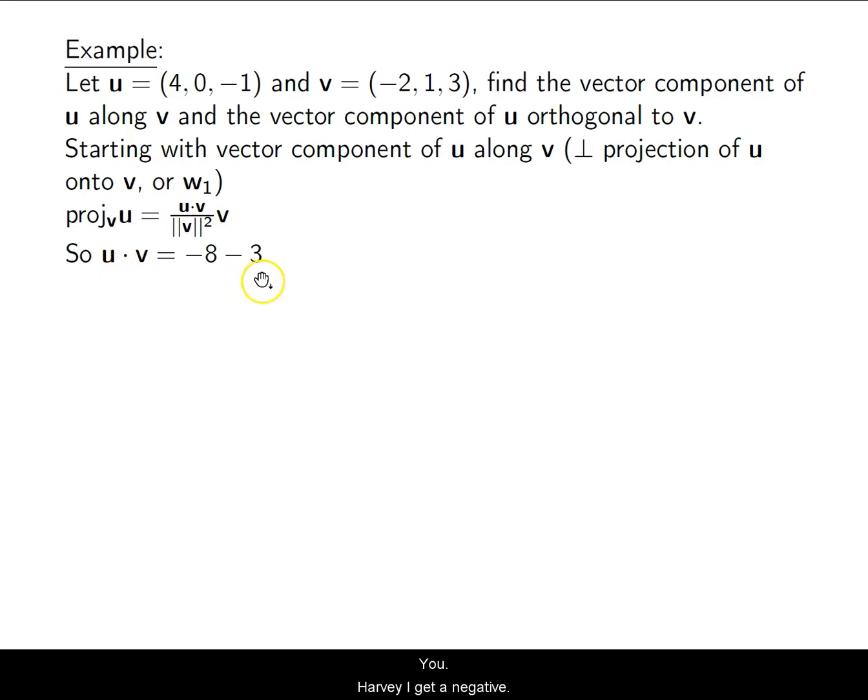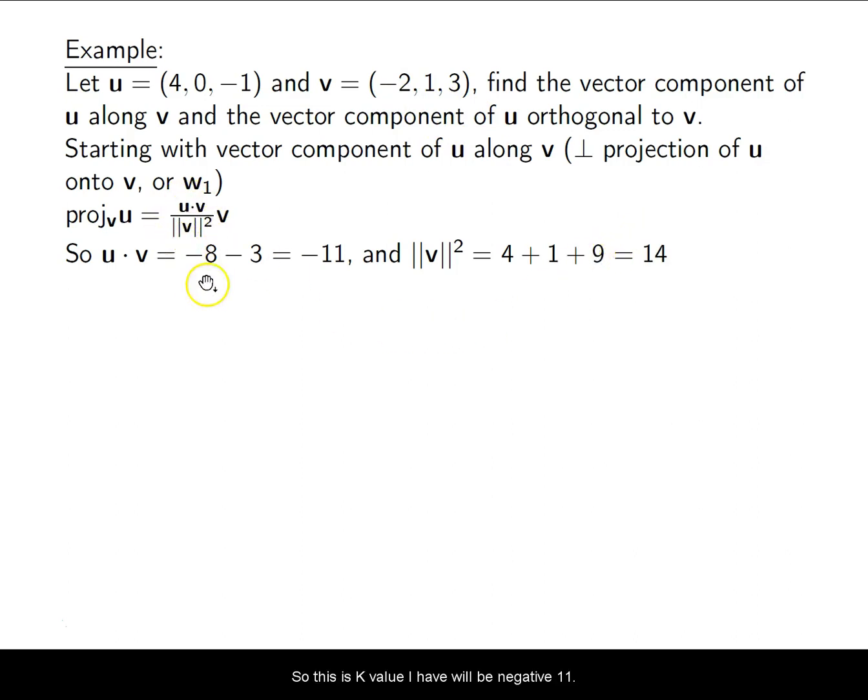So u dot product v, I get a negative 8. 0 and 1 is nothing. Negative 1 and 3. So negative 8, negative 3. My dot product is negative 11. All right. Now the norm squared is just going to be me taking v and squaring each component and adding them together. Remember, it's the norm squared, so there is no square root going on. It is just the squaring of each term. So 4, 1 plus 9 will give me 14. Okay, so this k value I have will be negative 11 14ths.